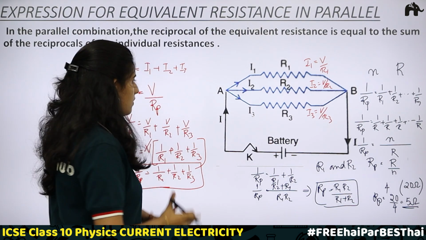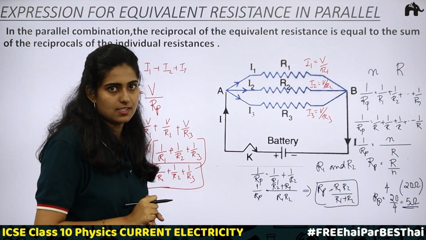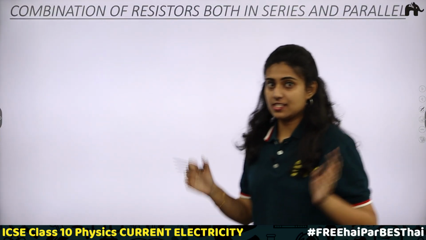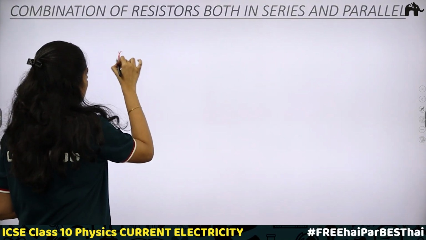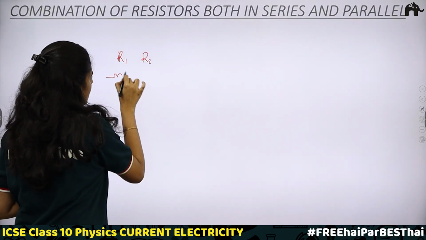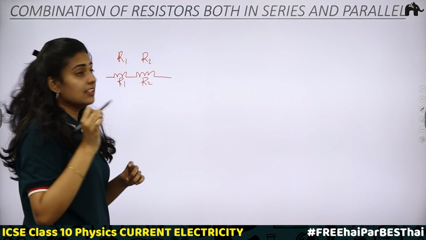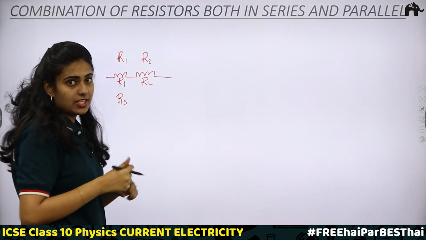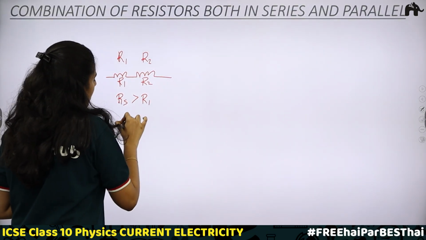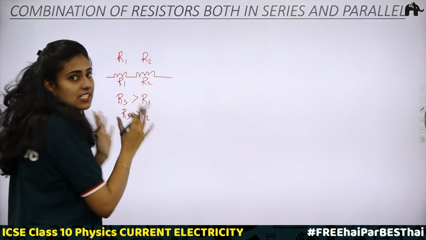This is how you can find the equivalent resistance in case of parallel combination of resistors. By now we have studied what the series combination and parallel combination of resistors is. If you have two resistors R1 and R2, then when they are connected in series, that is first resistor and the second resistor are connected in series, the effective resistance Rs when calculated will be the sum of these two, and it will be greater than R1. Also, it will be greater than R2. Okay, this is about series combination.